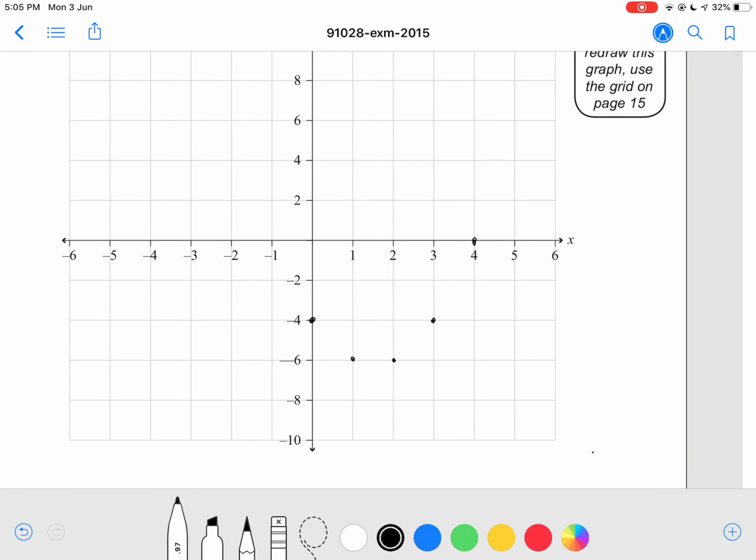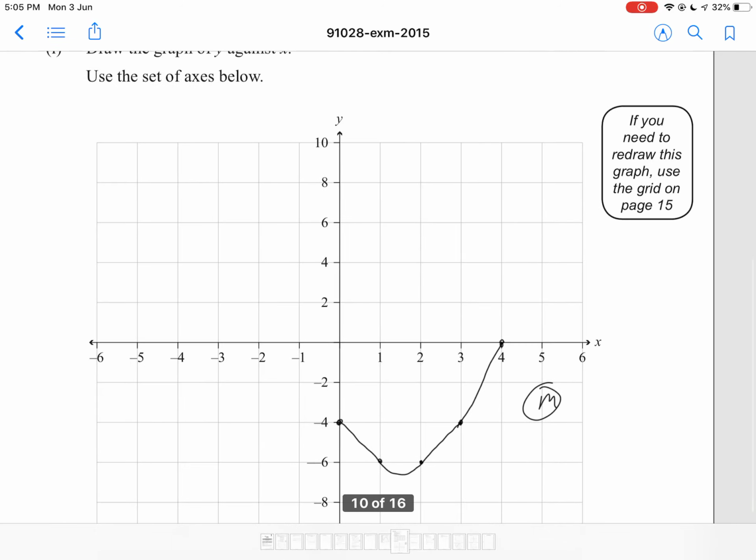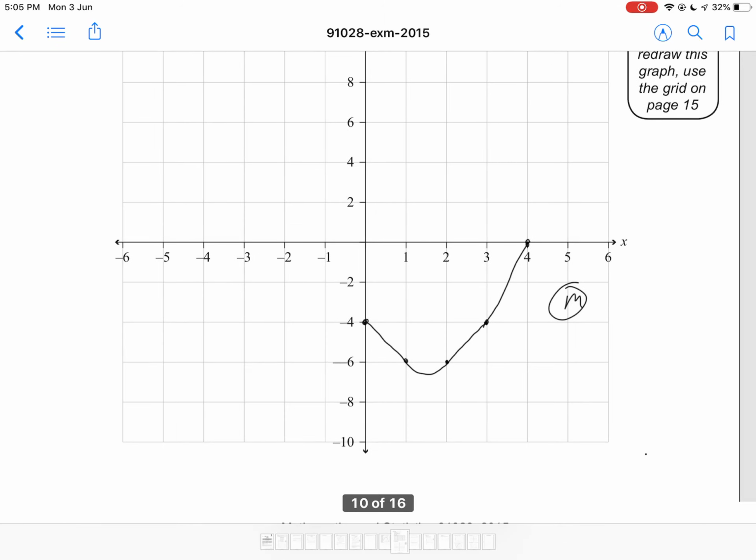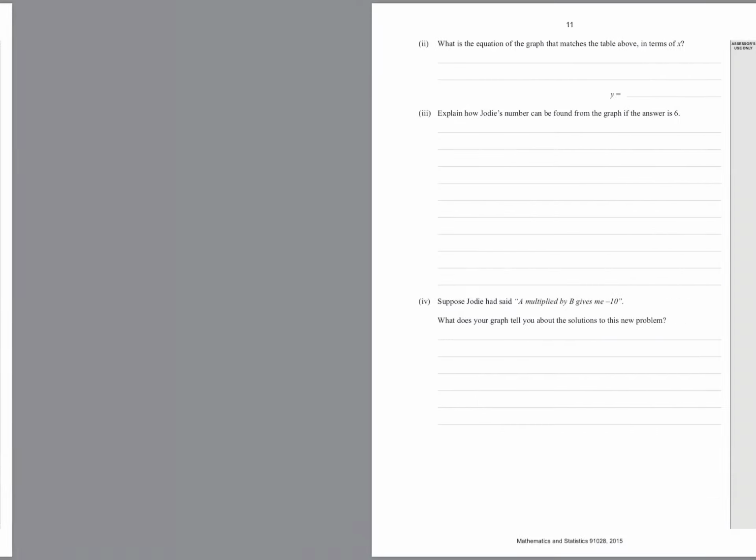So here. Okay, so we're just going to draw the parabola up here. So that's what the parabola should look like, okay? And just joining up the points, you'll get a merit grade for this. Yeah, drawing the correct graph will get you a merit grade.